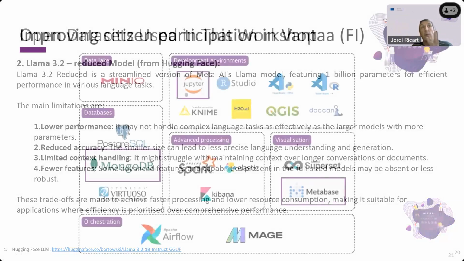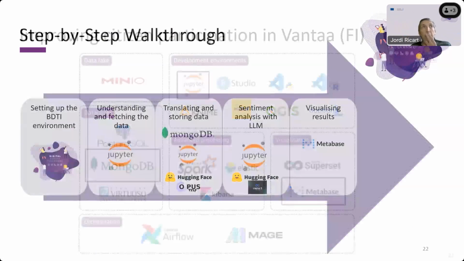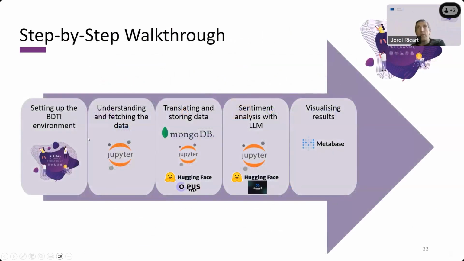These data sets, we will use with Jupyter Notebooks today. We'll be storing the data in MongoDB, and we will visualize it with Metabase as a visualization tool. Moving forward, this is the high level of the steps we will see today, and then I will recap after the demo. We will set up the BDTI environment. The idea, as Maria Claudia said, is that you can repeat that at home, right? So you can repeat that in the BDTI environment by your own with the code we will share.